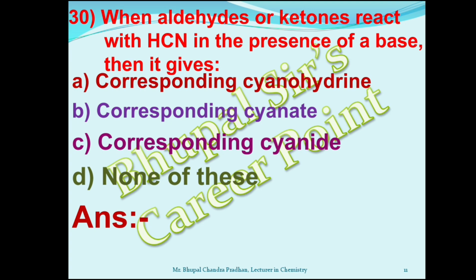Whenever aldehyde or ketone reacts with HCN in the presence of a base, then the H plus of HCN attaches to the oxygen atom and it will become OH, and the CN minus will attach to the carbonyl carbon.